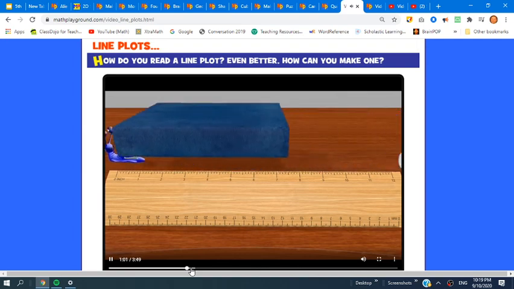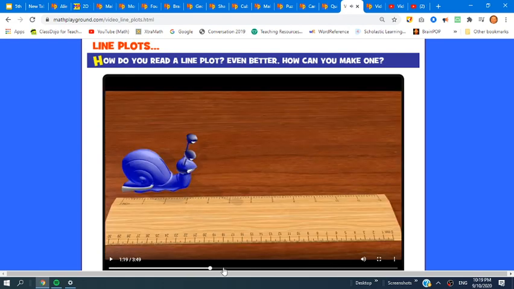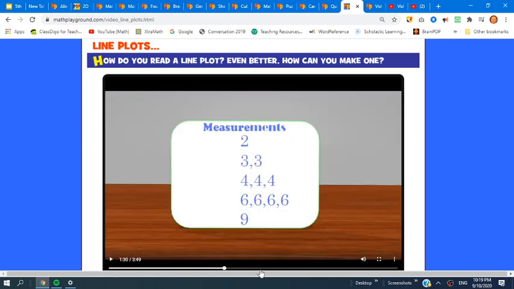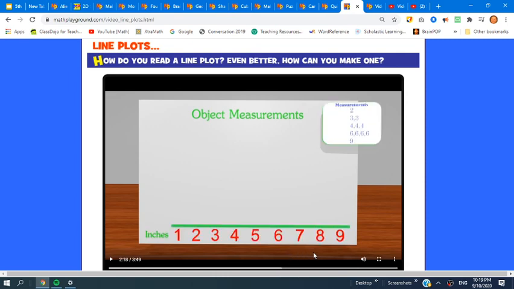It's going to talk about plotting things as far as measurement goes. Here we have a book that is 9 inches long. Okay. You can look at the different measurements, right? And you can try to figure out the different objects if you want to. All right. And then here's another video.